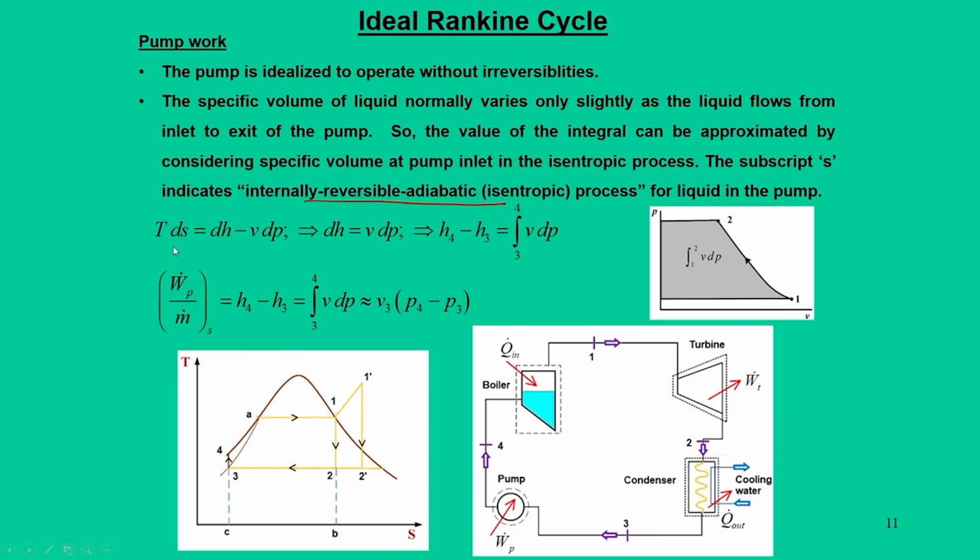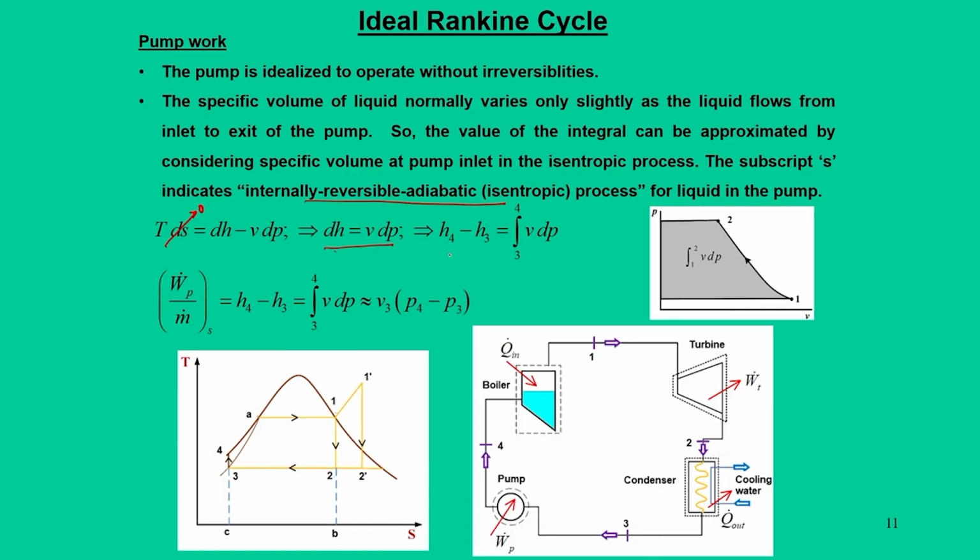If you recall our TdS equation, it says that TdS is equal to dH minus Vdp. Now, at constant entropy, when ds goes to 0 in an isentropic process, dH is equal to Vdp. If we apply these equations for the pump, the state points for the pump are 3 and 4.